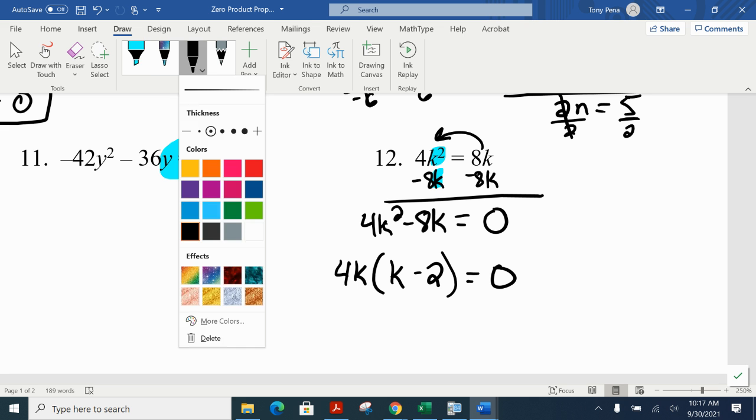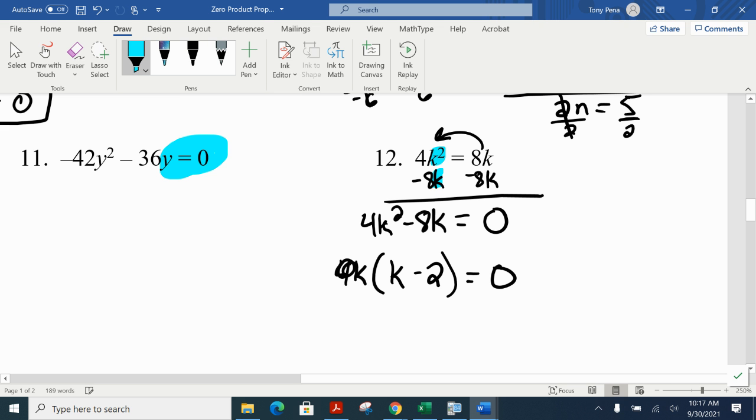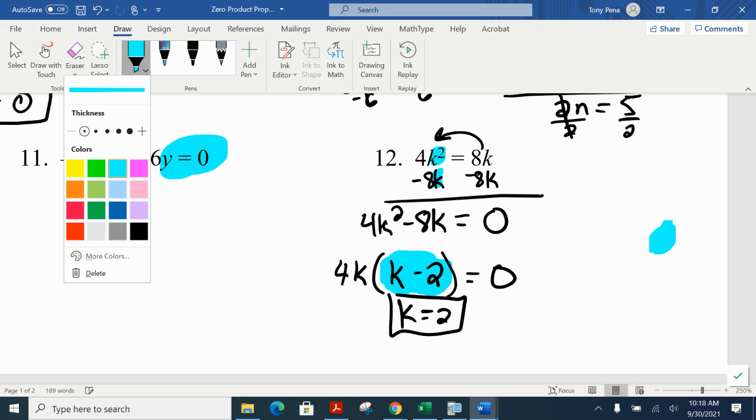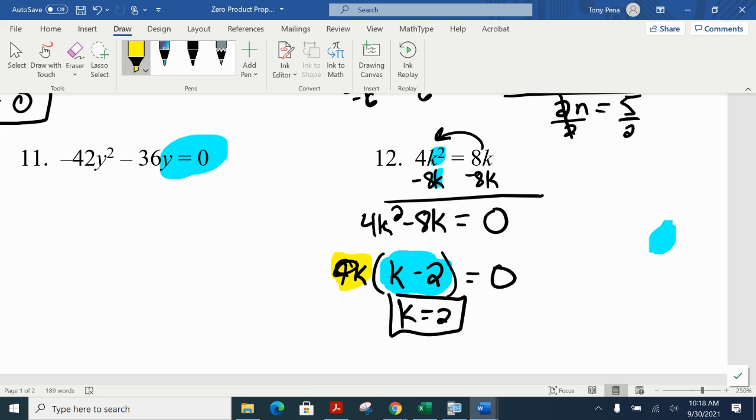Okay? So now, Myrna, what would this solution be, Myrna? What makes that factor a 0? 2. So one of our answers would have been a 2. And then the other factor, Myrna, this one, what would make that factor a 0? Good. So our other factor is 0.